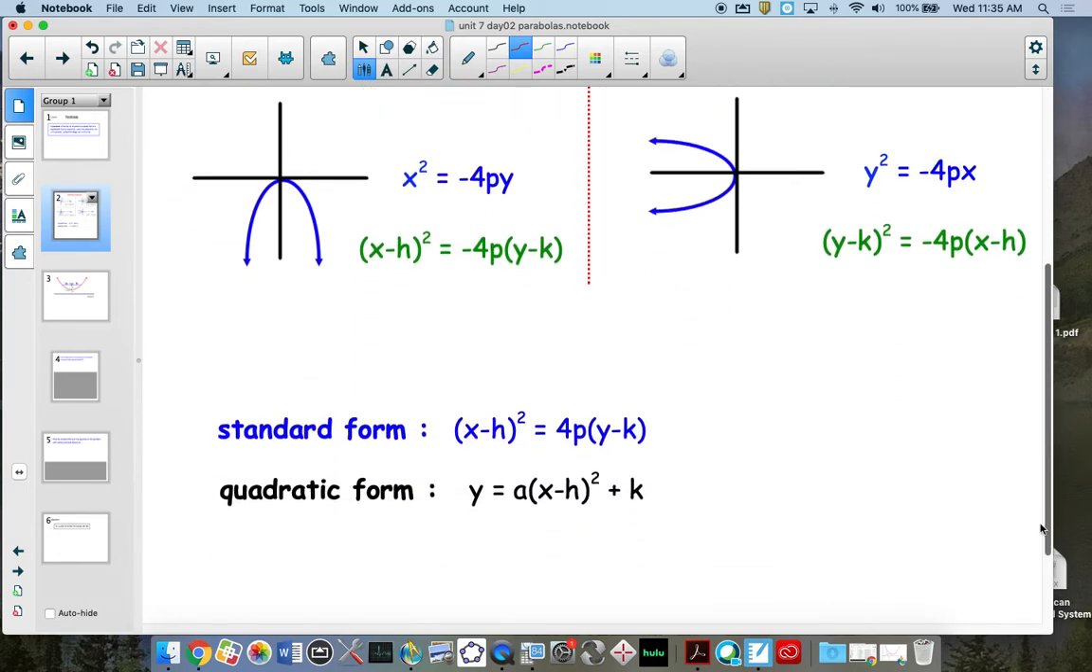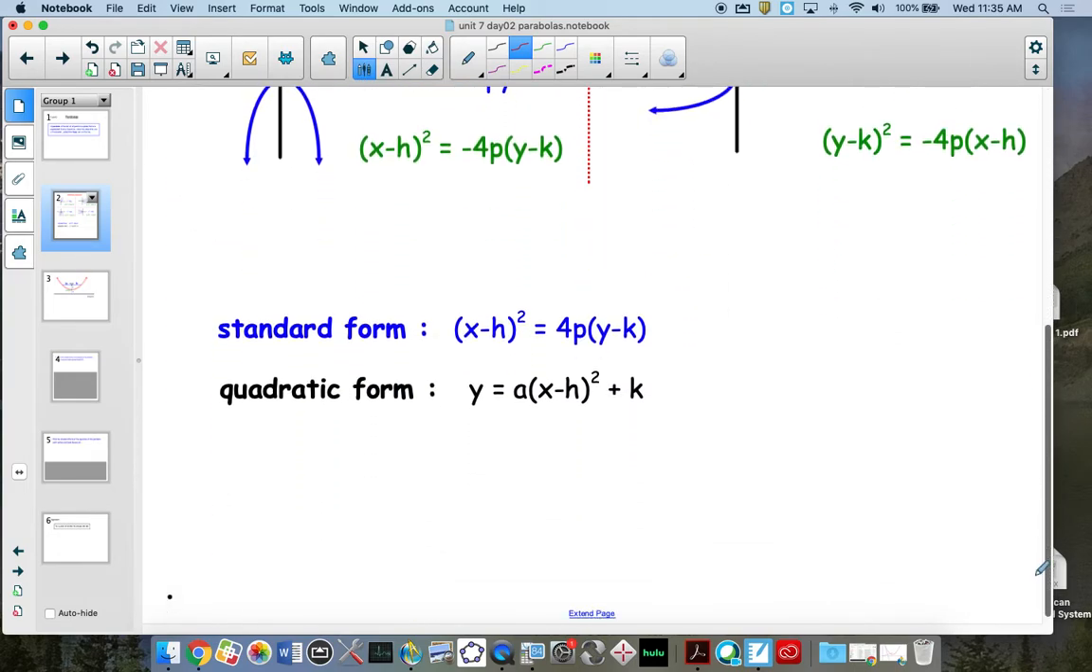Now, so we have the standard form, which is this new form that you're probably not familiar with. And from working with quadratics, you're more used to writing it in the quadratic form, or vertex form, sometimes it's referred to as the vertex form for a parabola, which we talked about last semester. Okay, so we're going to focus on the standard form.